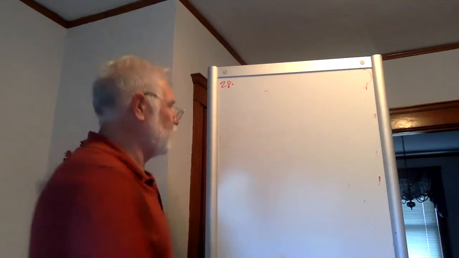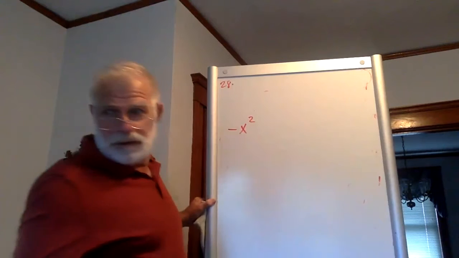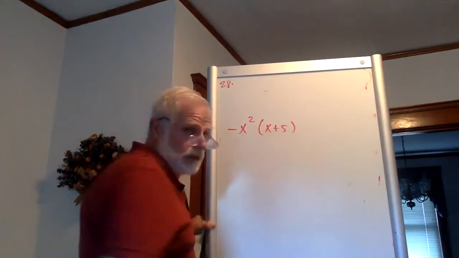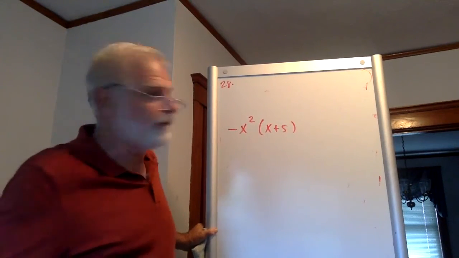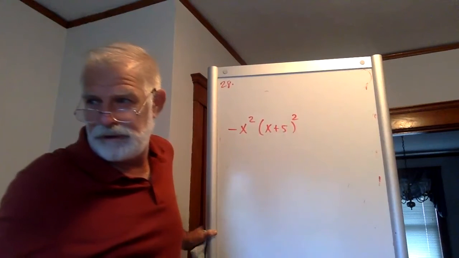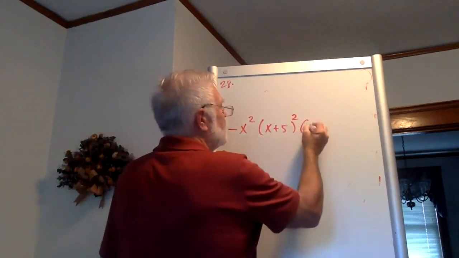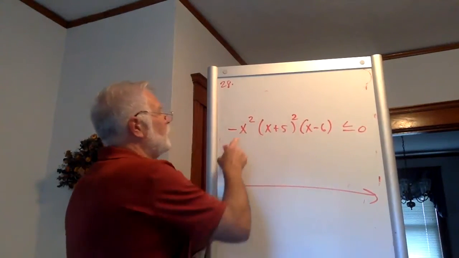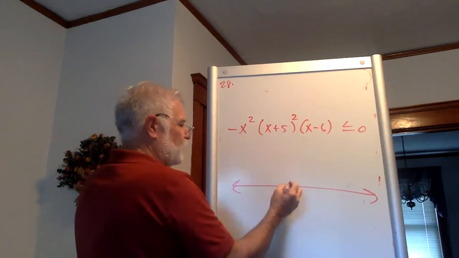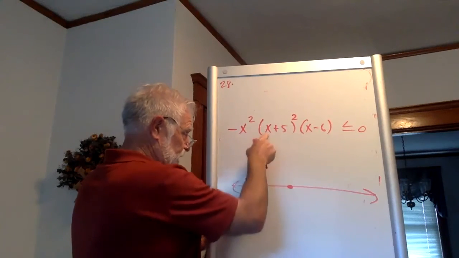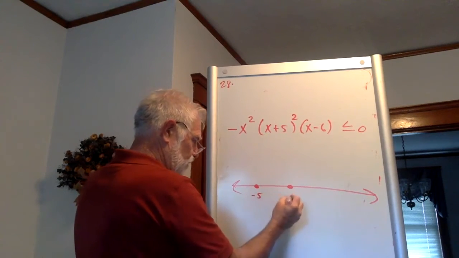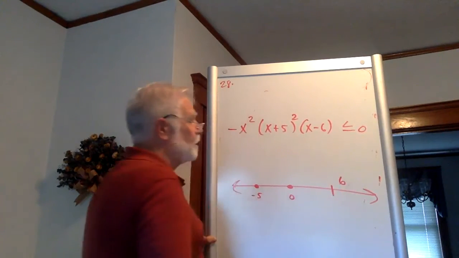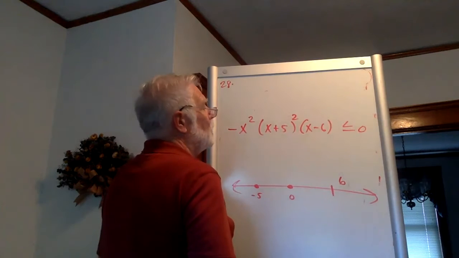Minus x squared. And if you've looked at the inequality video before you go back to these problems, you might have a crack at this. x plus 5 squared times x minus 6 less than or equal to 0. So x-axis, going to graph it. I've got an even exponent, so at 0, I have no sign change. At negative 5, I have no sign change. And at positive 6, I have a linear sign change. Let's put a number in.